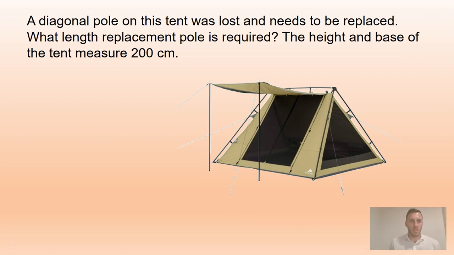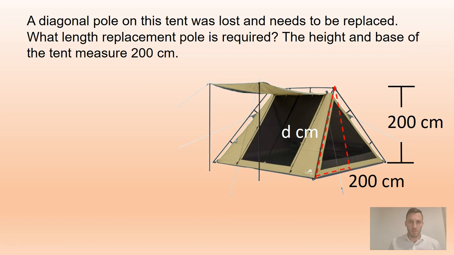A diagonal pole on this tent was lost and needs to be replaced. What length replacement pole is required? The height and base of the tent measure 200 centimeters. So we need to draw our right-angled triangle onto our diagram here and then label it. So as you can see, the height of the tent is 200 centimeters and the base is 200 centimeters. And together we can use that to find the length of the diagonal pole.